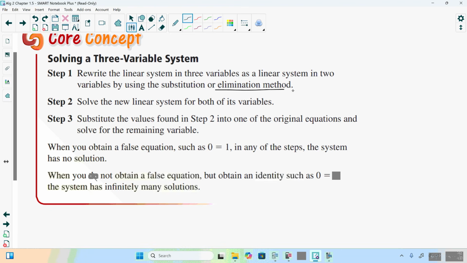Step 2, solve the new linear systems for both of its variables. Step 3, substitute the values found in step 2 into one of the original equations and solve for the remaining variables. If we obtain a false statement at any point in solving the system, it is no solution. As soon as we get a false statement, it's no solution. 0 equals 1. However, if we do not obtain a false statement, but do get an identity, 0 equals 0, a true statement, it's going to be infinitely many.